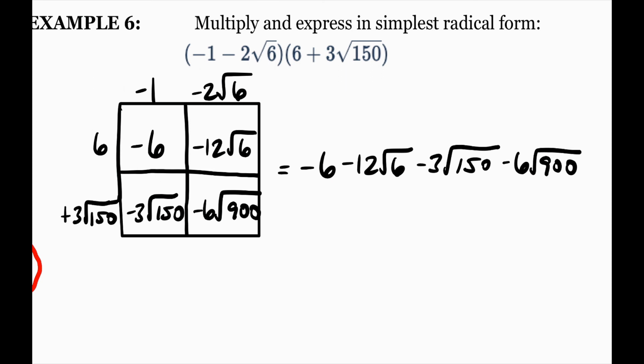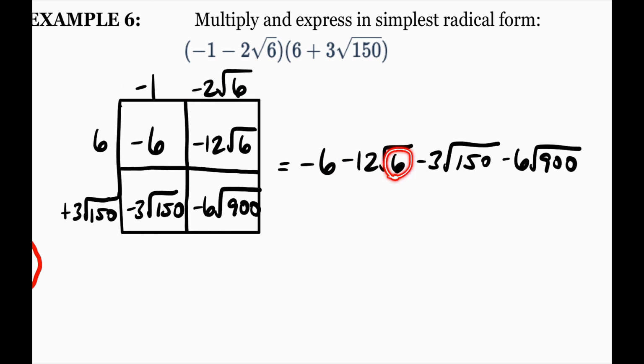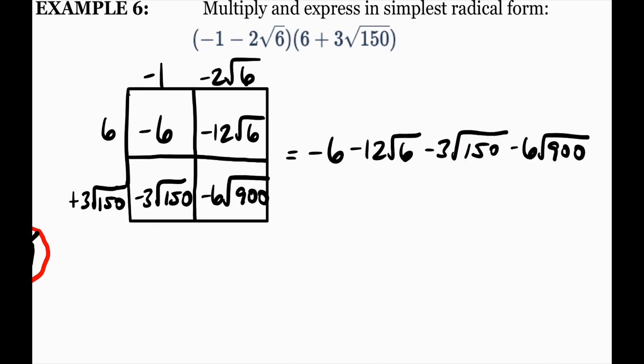You always, always, always want to see if you can simplify your roots. Are there pairs left in there? Okay, so the first negative 6 doesn't have a root. Can't simplify that, right? The 6 right here, does 6 have any pairs inside of it? 3 times 2, that's it. So this one is simplified. 150, though, is a pretty big number. So I'm going to check 150 and I'm going to check 900 to see if I can simplify those.